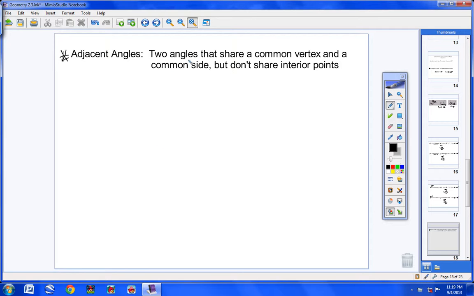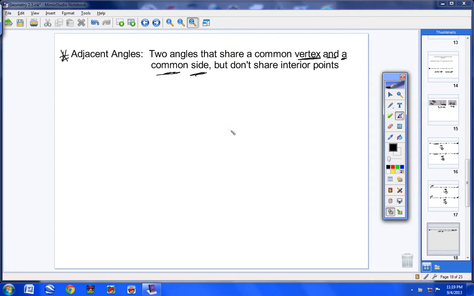Adjacent angles are two angles that share a common vertex and a common side. But what they don't share would be interior points. They do not share interior points. Let me show you what adjacent angles are. It's so easy, students. Here we go.